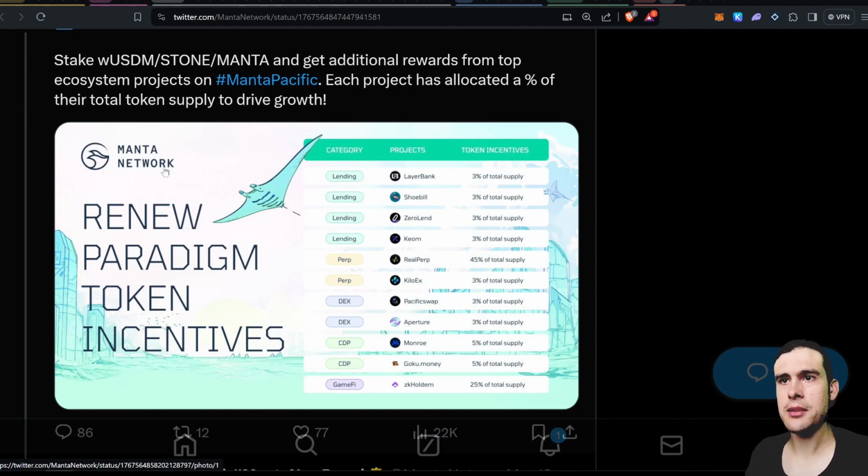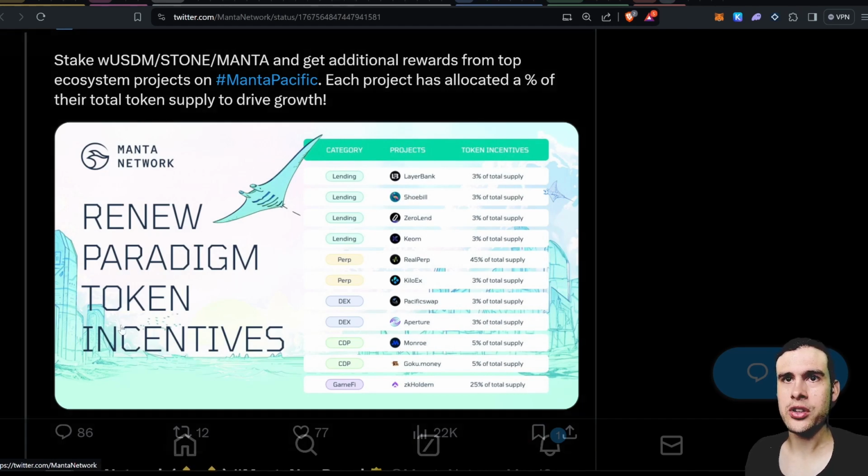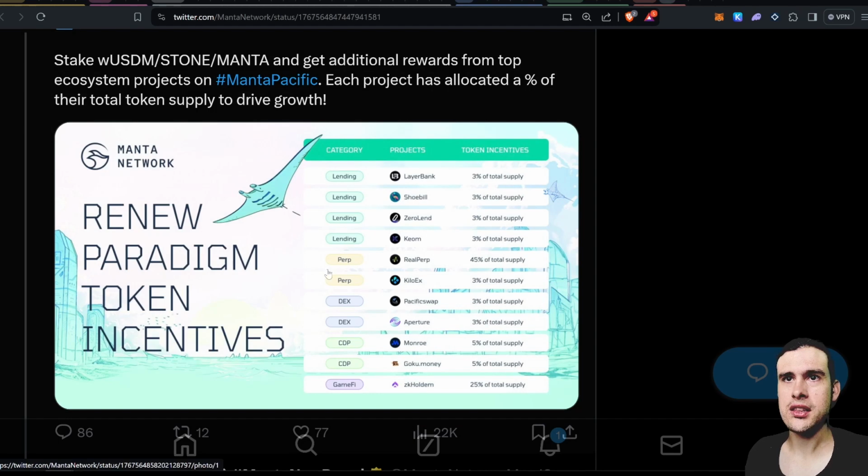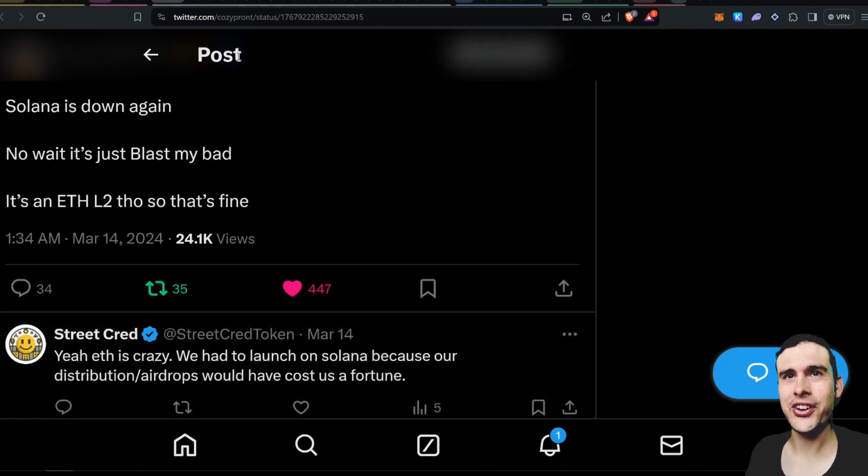Like, I still got an okay amount, but I just decided, what's the point in bridging across when I can farm more tokens and airdrops and stuff like that within the ETH Layer 2 ecosystem. And here we go, Renew Paradigm. This is what you want to come and have a look at if you did that. So check it out.